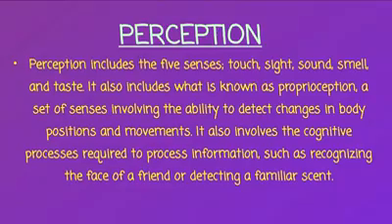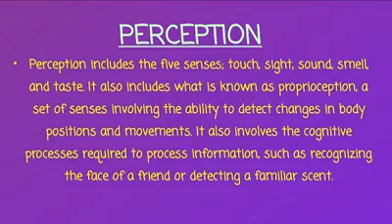So first is perception. Perception includes the 5 senses: touch, sight, sound, smell, and taste. It also includes what is known as proprioception, a set of senses involving the ability to detect changes in body positions and movements. It also involves the cognitive processes required to process information, such as recognizing the face of a friend or detecting a familiar scent.